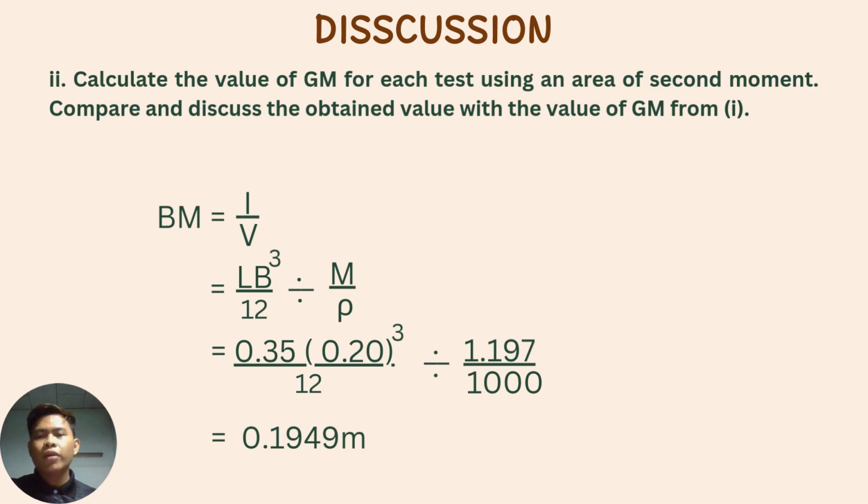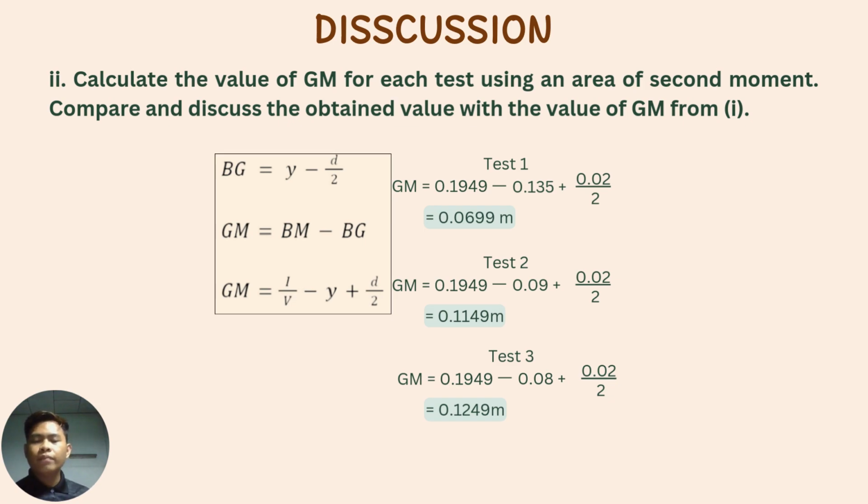So the second question, we need to calculate the value of GM for each test using the area of second moment, compare and discuss the obtained value with the value of GM from question 1. To calculate this, we need to use the equation BM equal to I over V, where I is inertia and V is volume. Then we expand the equation so we get LB to the power of 3 over 12, divided by mass over density. In this experiment, we get that BM equal to 0.1949.